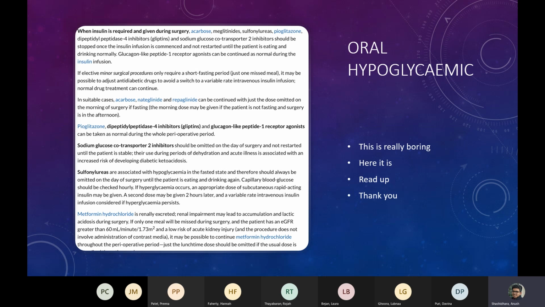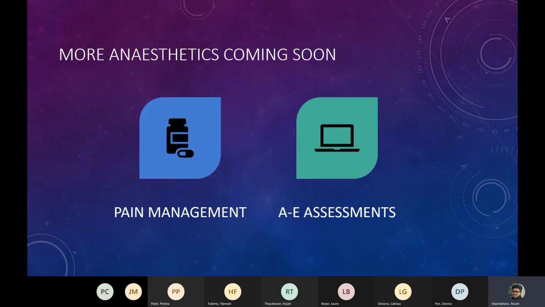These are the oral hypoglycemics. You can read these in your own time. They're kind of weird. I think that they're less likely to come up, but it's probably worth reading over once. And that's the anesthetics we're going to do for today.